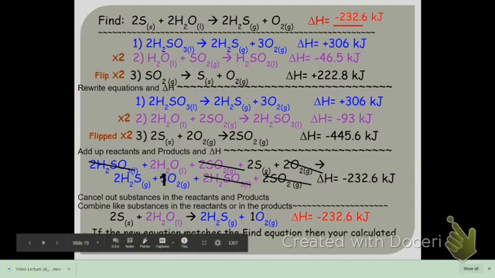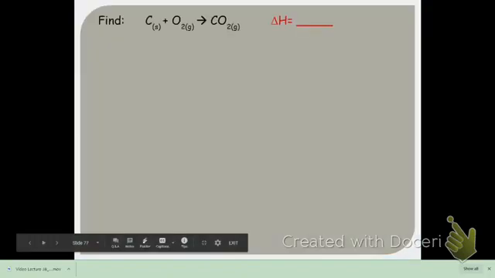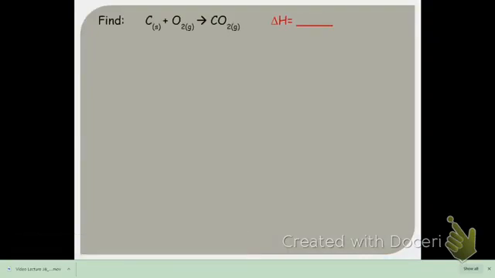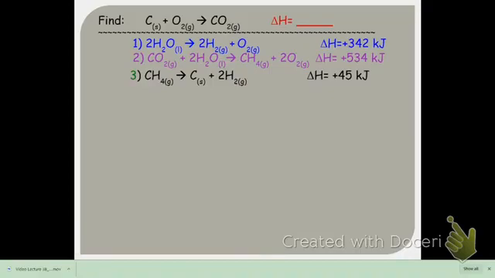Okay, so you've seen how it's done. Excellent. Let's try this. This time we have not one, not two, but three equations. Okay? And so we are going to do the same thing. We're going to look for C, carbon solid. And there's only one in here.